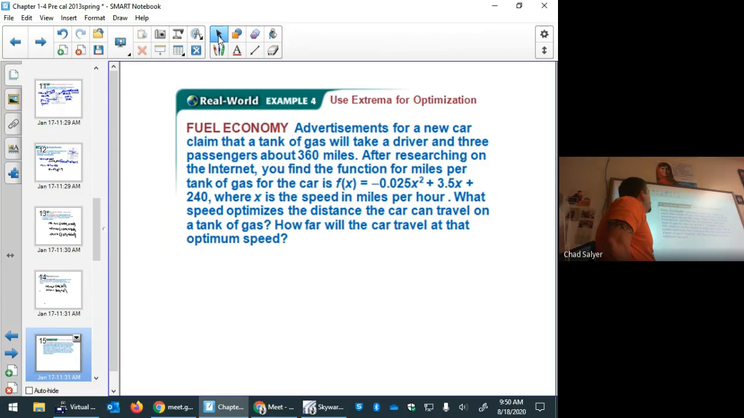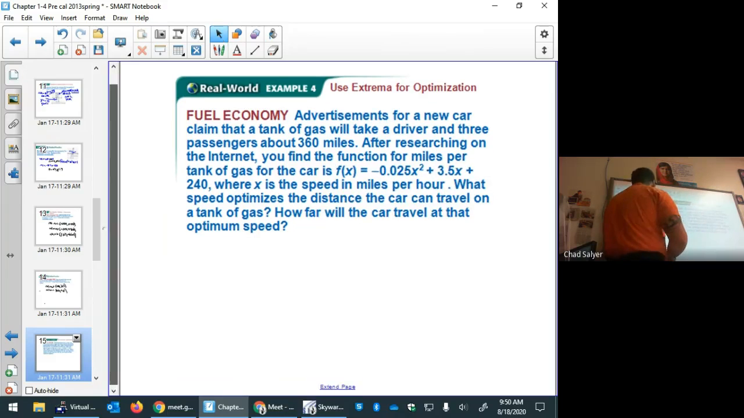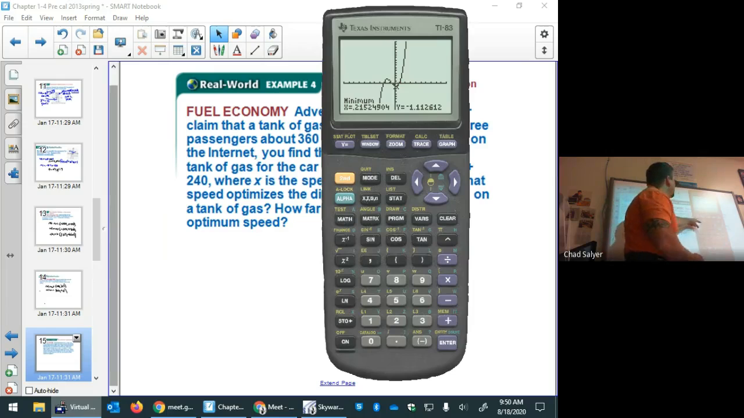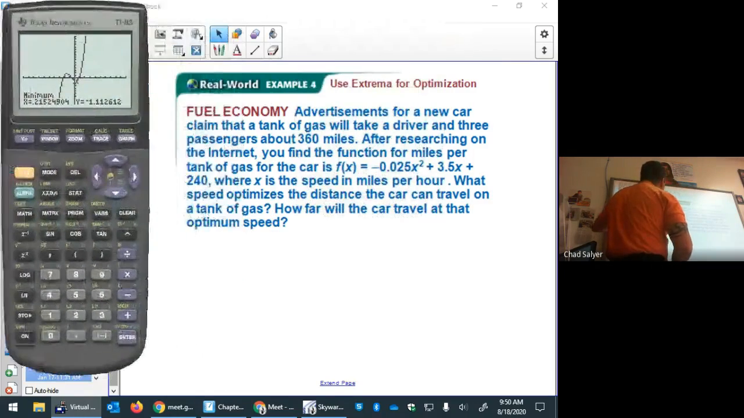So advertisements for a new car claim that a tank of gas will take a driver and 3 passengers about 360 miles. After researching on the internet, you find that the function for miles per tank of gas for the car is the following. It gives us the expression, where x is the speed in miles per hour. What speed optimizes the distance a car can travel on a tank of gas? So in other words, what is the maximum of this function? We're searching for the maximum. So we'll graph it on the calculator and find that maximum value.